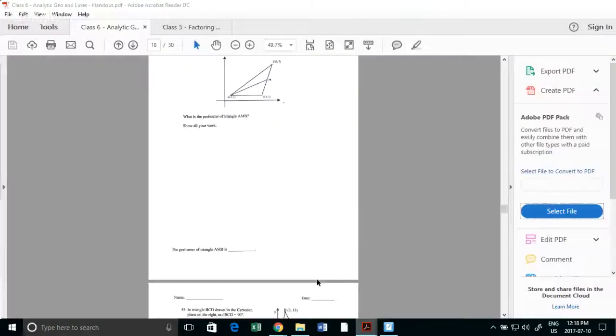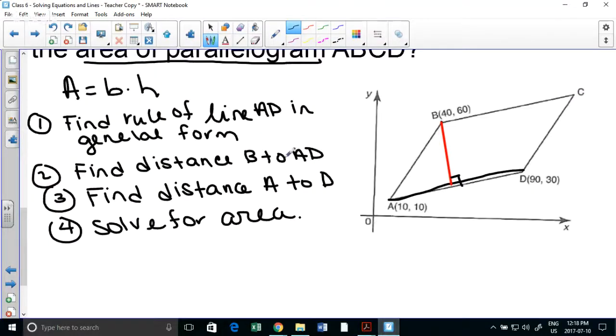On the handout, there are 30 pages worth of handouts. Sorry. Step 2 is find the distance B to AD. So finding this distance, that's your point to line that we just did.